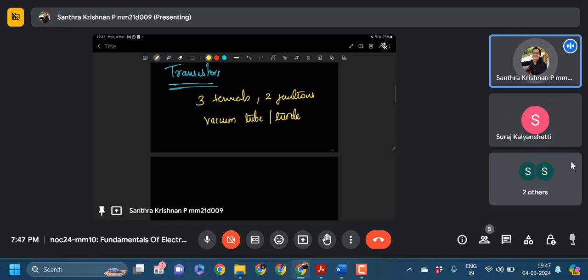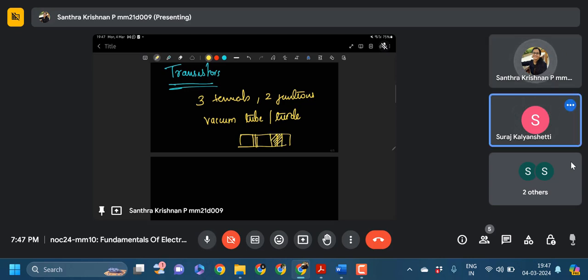So whatever we are going to see next, that is the BJTs or the FETs or the MOSFETs, everything will be three terminals and two junctions. Meaning that the material would be divided such that there are two depletion regions within it. Yeah. So that is transistors.